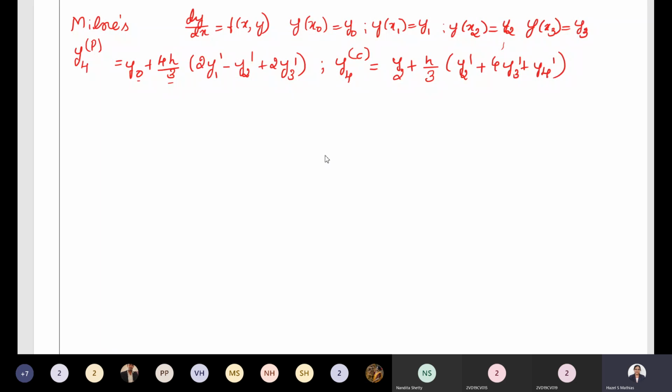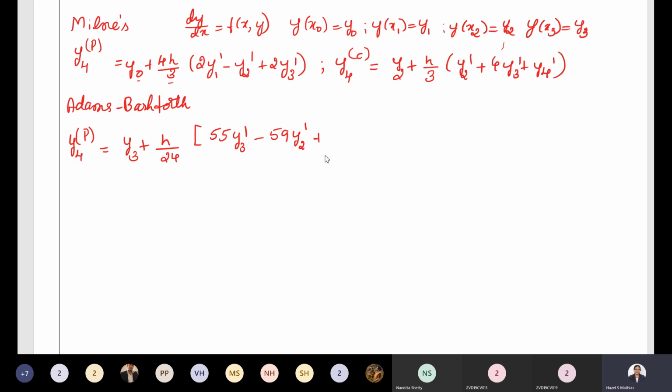Correct? Let's go for Adams-Bashforth predictor and corrector formula. So y4 power p is equal to y3 plus h/24 into 55 y3 dash, with alternating positive and negative signs, so minus 59 y2 dash plus 37 y1 dash minus 9 y0 dash. So this is the predictor formula.